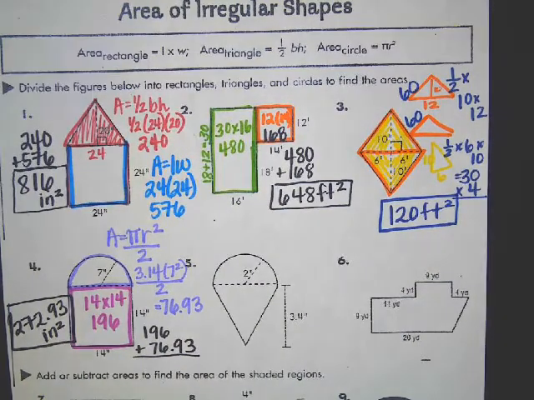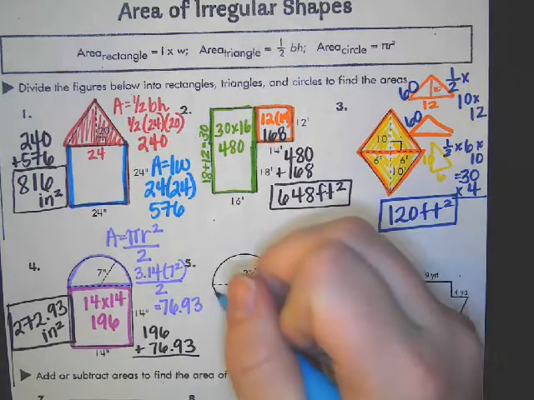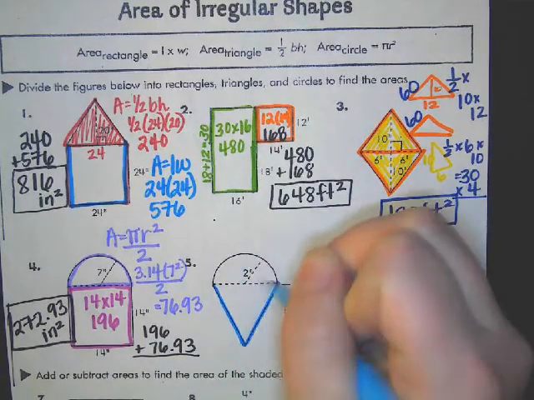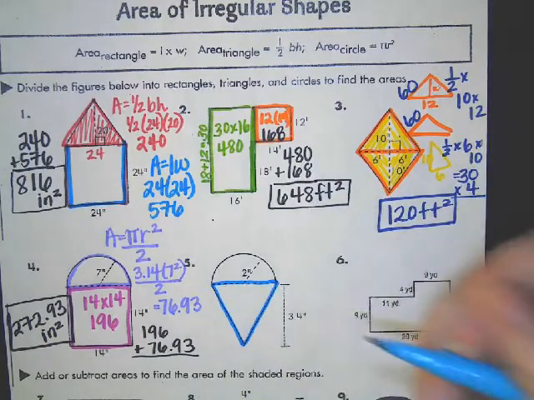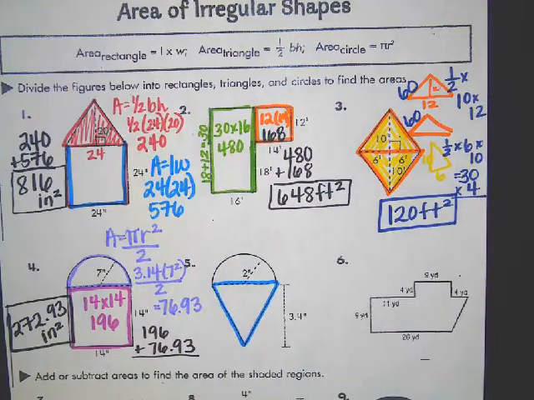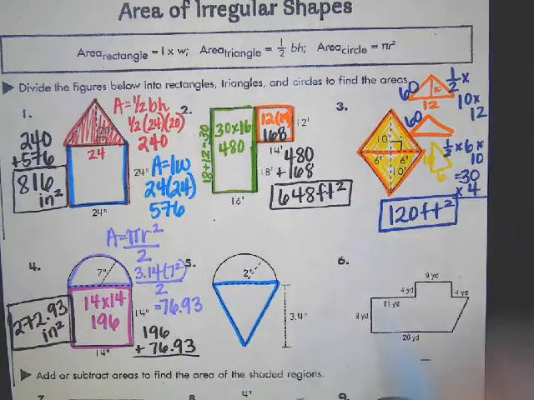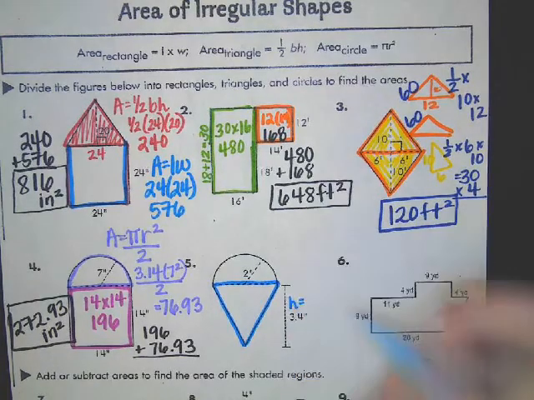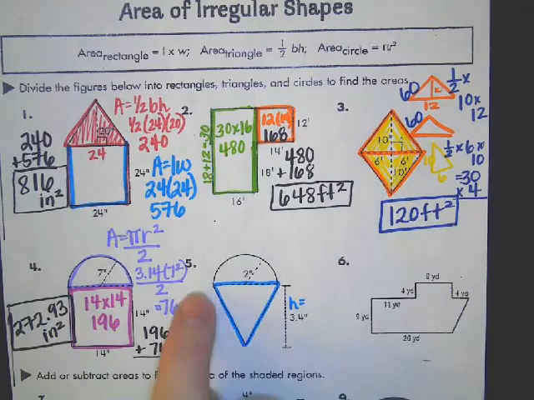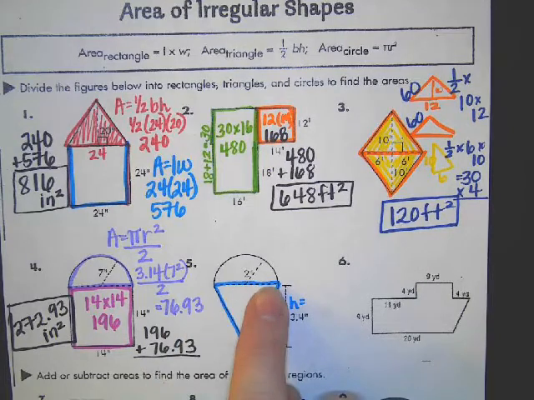The next one kind of reminds me of an ice cream cone, which makes me miss summer. So I'm looking at number 5, and I see 2 shapes again. The first shape that's easy for me to see is this triangle. What I notice is I know the height. My height is right here, and it equals 3.4. However, the base number is not given.